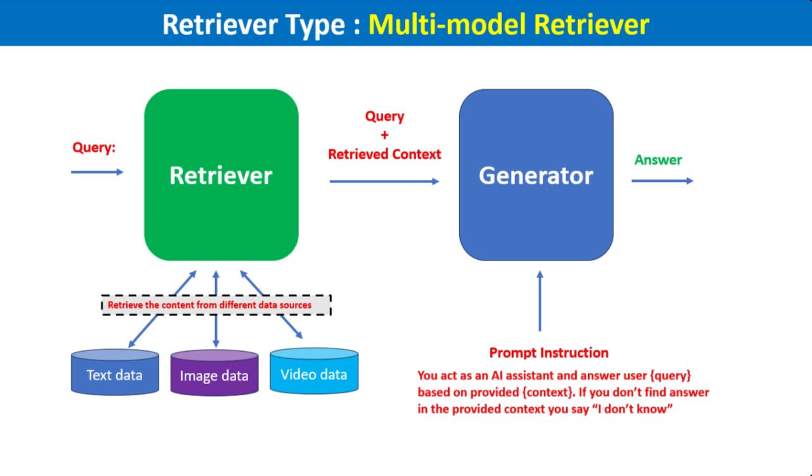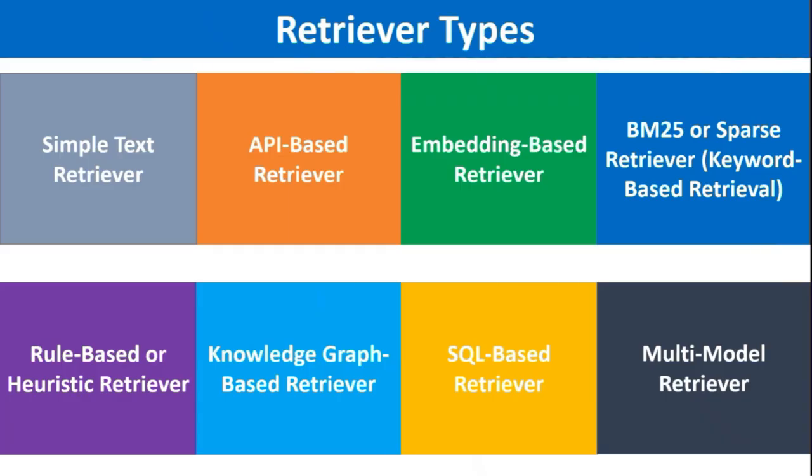So to conclude, each retriever type is tailored for a specific kind of knowledge or use case. By choosing the right retriever, we can ensure that our RAG system delivers accurate, efficient, and contextually relevant responses, whether it is fetching live data, working with a structured database, or retrieving from large text repositories.